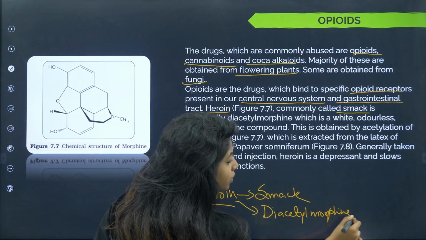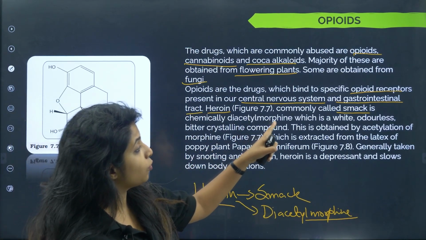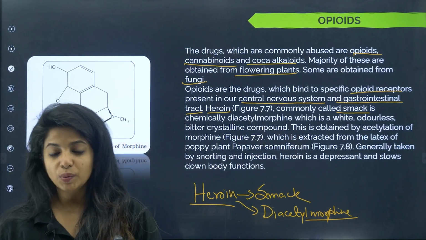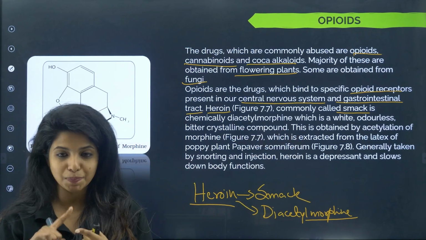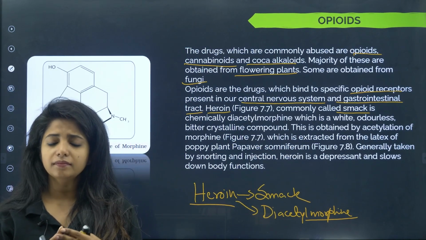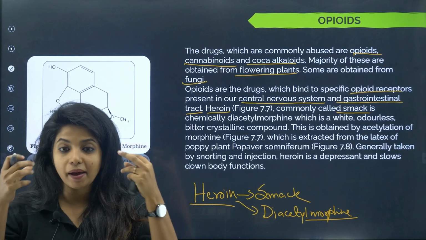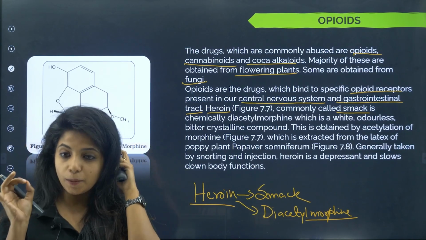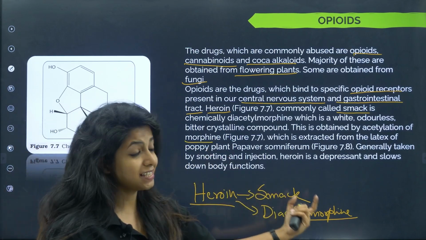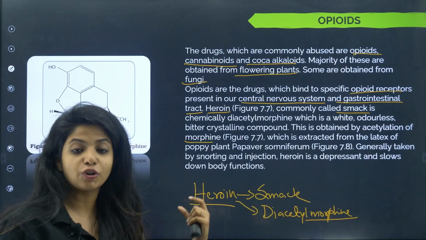So it has something to do with morphine, right? Let's see what it has to do. Chemically diacetyl morphine is a white, odorless, bitter crystalline compound. So it is white in color. It does not have a smell. Do not go and smell it. And second, it's bitter and it is crystalline in nature. This is obtained by acetylation of morphine. Just use your imagination. Diacetyl morphine is formed with the help of acetylation of morphine.